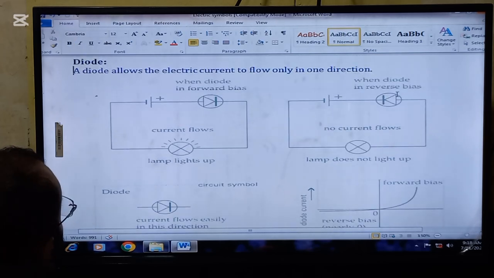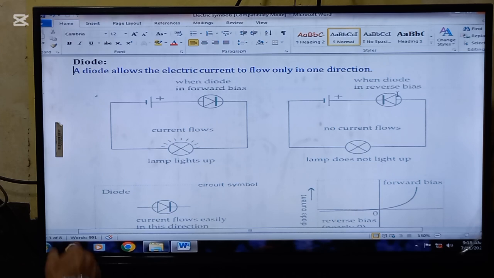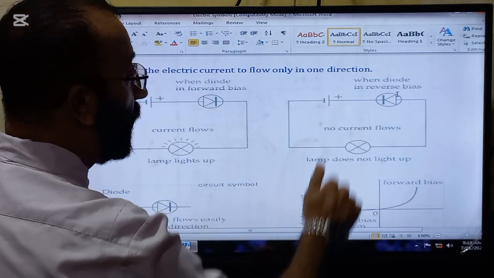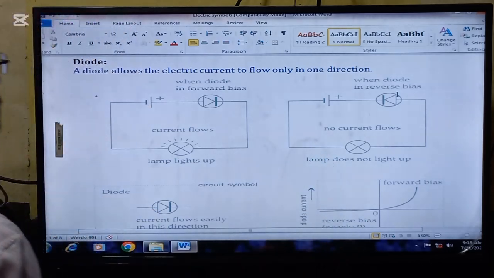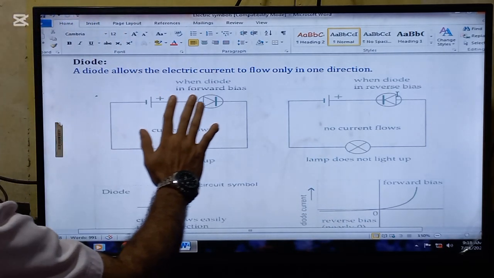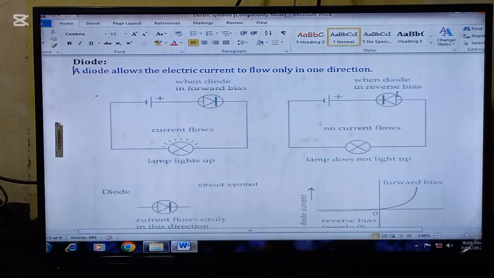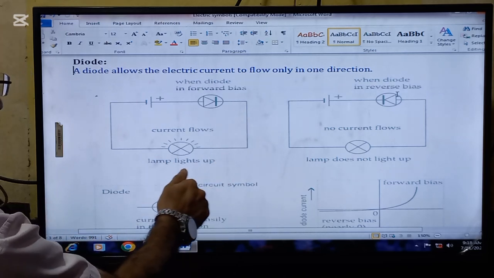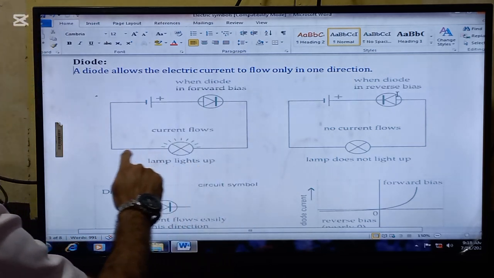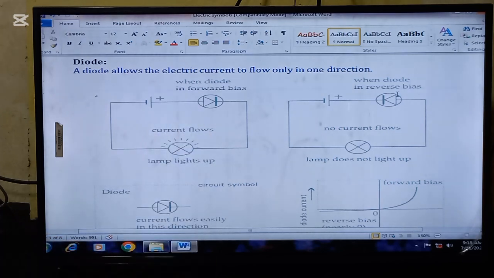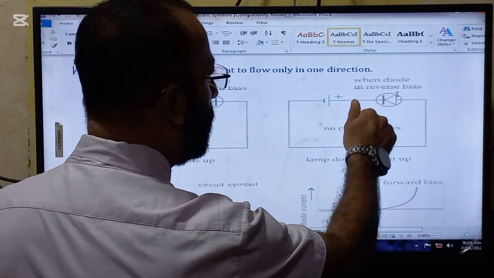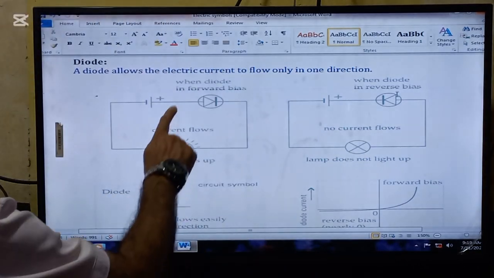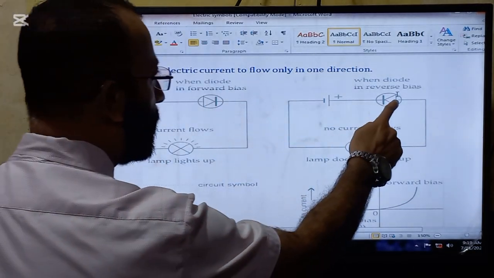The next thing that we are going to read is the diode. A diode allows the electric current to flow only in one direction. So this is a very important point to remember. When the diode is forward biased, the lamp lights up because current will flow in one direction. When the diode is reverse biased, the lamp does not light up. So this is forward biased and this is reverse biased.